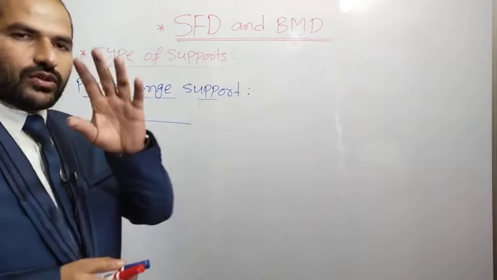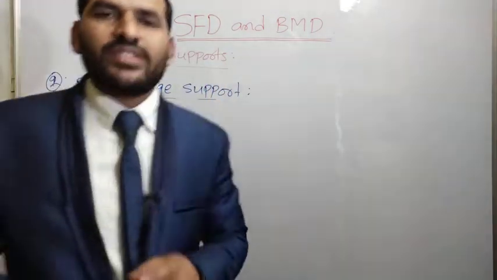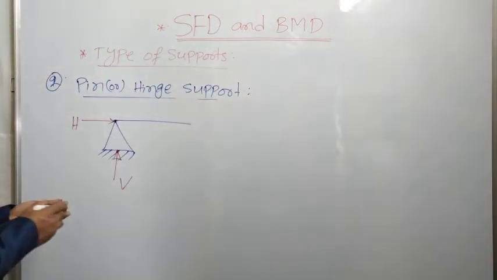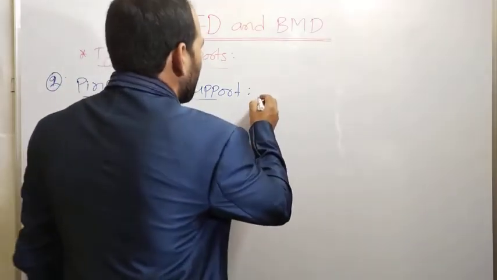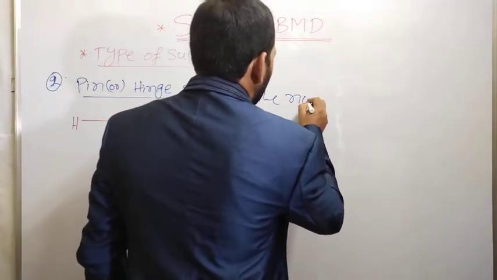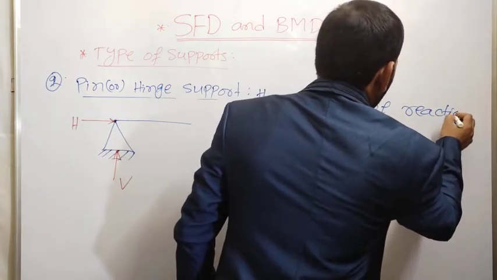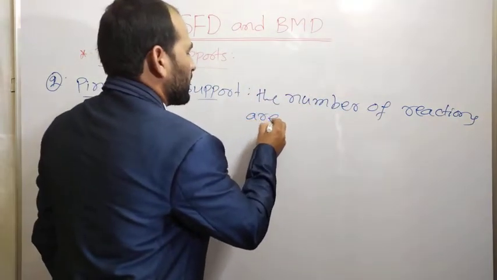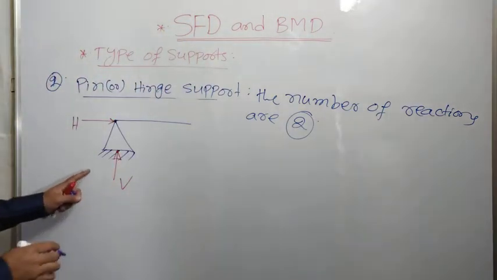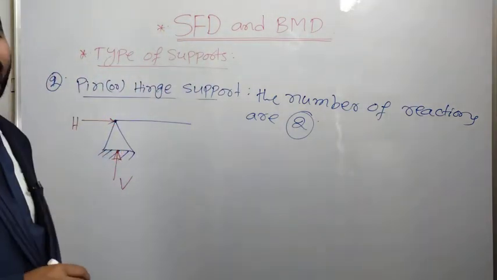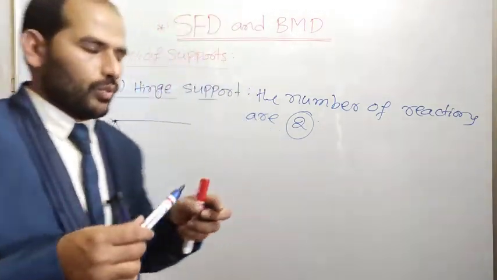There is no chance of rotation, that is, movement develops. Reactions develop: one is a vertical reaction, one more is a horizontal reaction. Therefore, the number of reactions is 2: one vertical reaction, one horizontal reaction. There is no chance of movement because it is free to rotate.